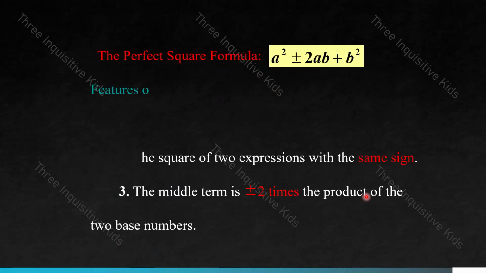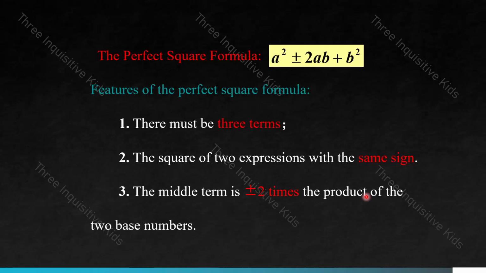So here is the perfect square formula. A squared plus or minus 2ab plus b squared. Features of the perfect square formula. 1. There must be three terms. 2. The square of two expressions with the same sign. And 3. The middle term is 2 times or negative 2 times the product of the two base numbers.